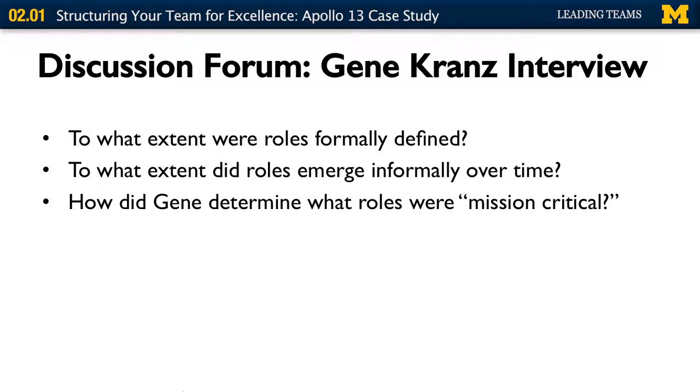Thirdly is, how did Gene determine what roles were most important, or, to play on words, mission critical in this Apollo 13 mission? How did he determine, given their problem-solving task as a team, which roles were going to be most important and really the ones to focus on in the short term?